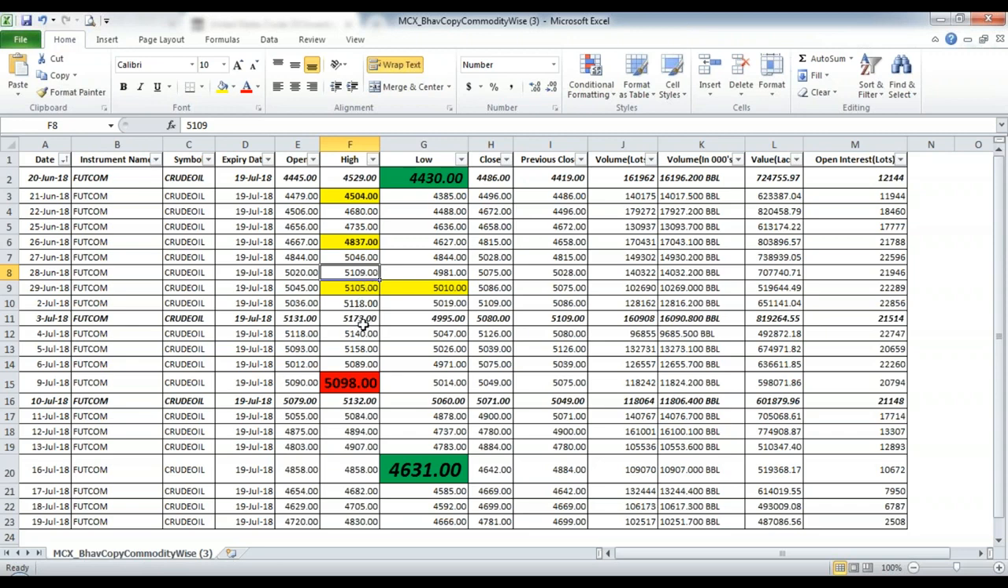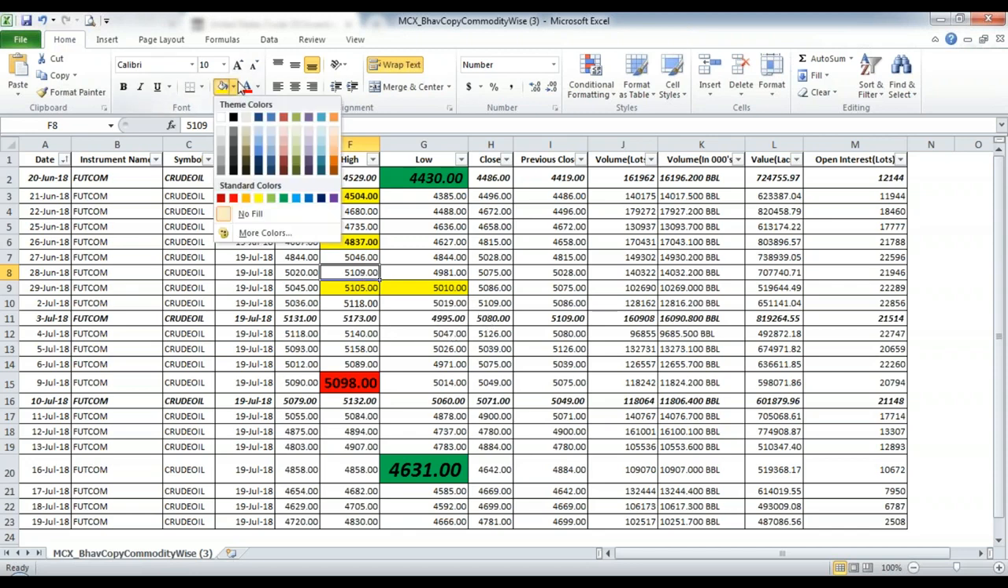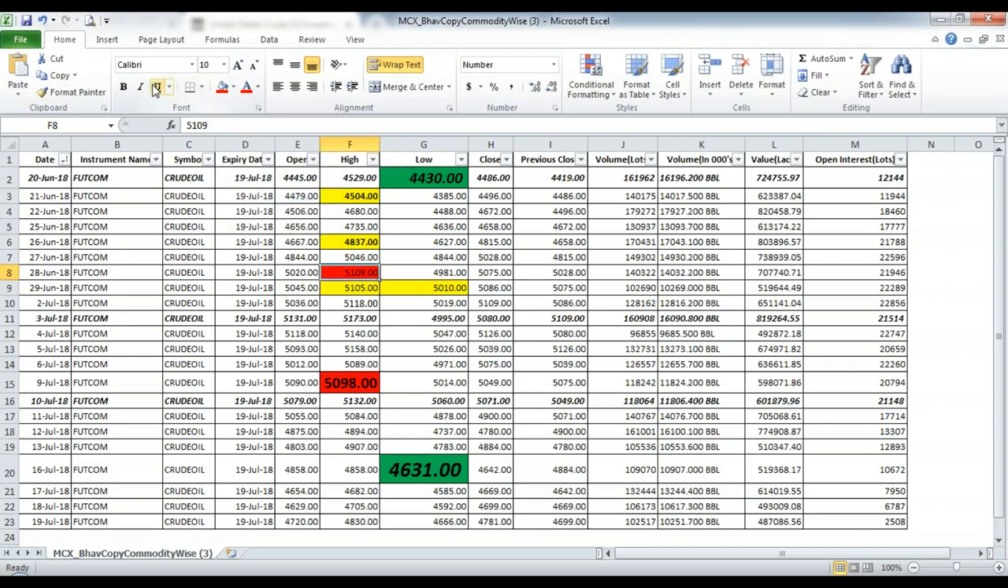Now again it went above 5109. Did it close below this? There is an inside candle here. Did it close below the high of the previous day? The answer is yes. It means it is rejecting this level, right? 5109 is getting rejected. I can also take this as an important level.